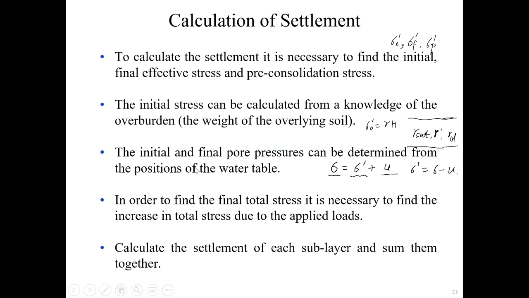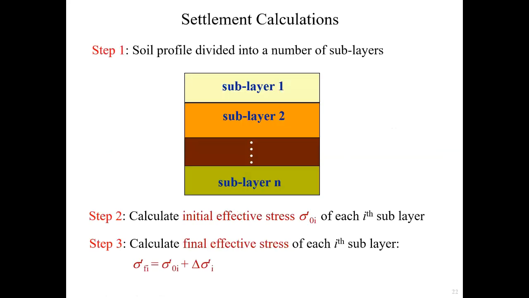So that's a few points we need to consider during the calculation. Now let's look at the general procedure. There are mainly 5 steps for settlement calculation. Step 1 is to divide the soil profile into a number of sublayers. Obviously, this information is already provided in the question.